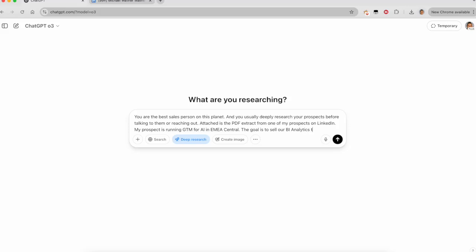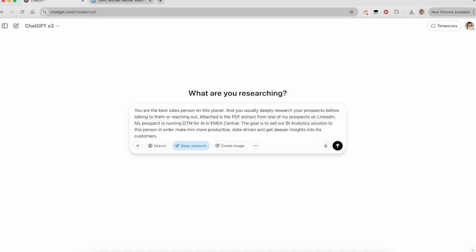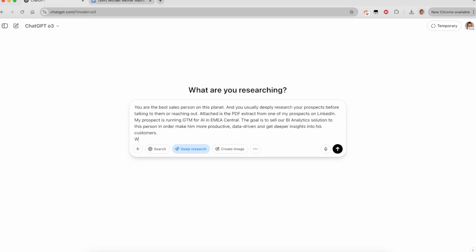So here's the persona story. Picture that the person I'm selling to is leading go-to-market for AI in EMEA Central, which means it's a salesperson who is running business development in EMEA Central, which means that person would need access to data to understand the prospects, the customers, the personas, what they're doing, what they're thinking, what they're needing, what the business is about. And if you need some analytical approach here, it's a BI tool that this person might be using.